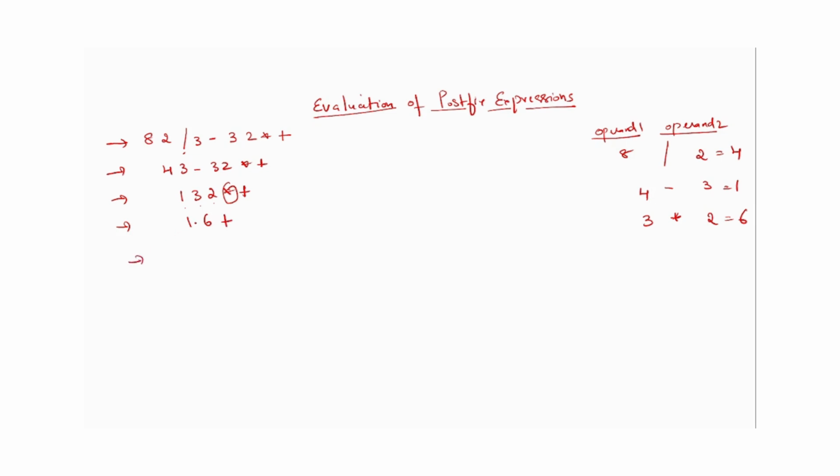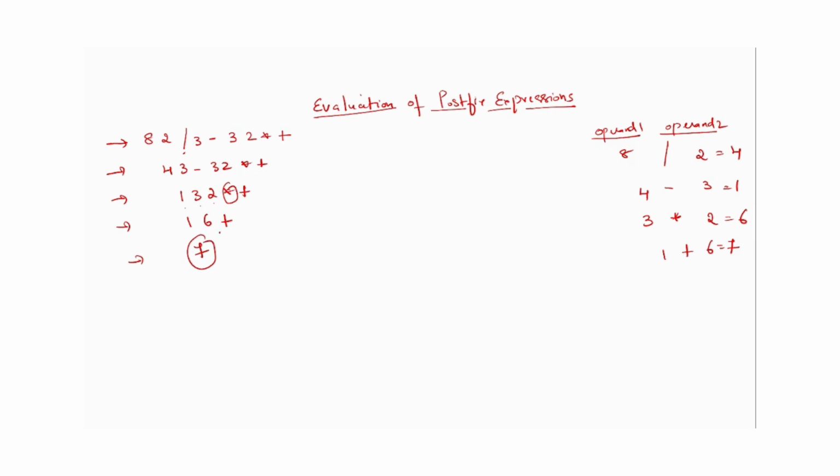Now I'll scan again from left to right. 1 6 plus. I will stop here. 6 would be operand 2 and 1 would be operand 1. That is nothing but 7. 7 is our answer.